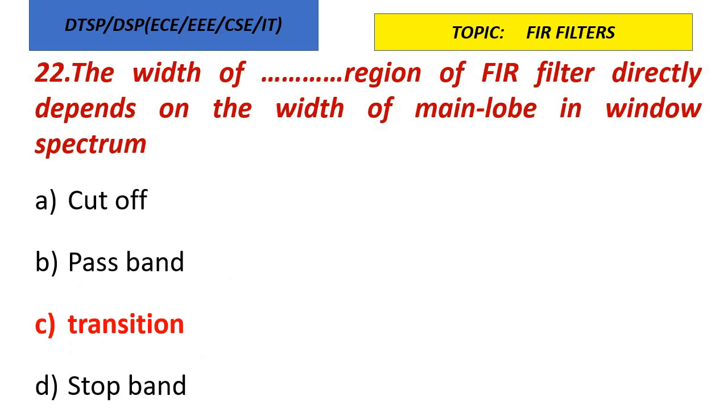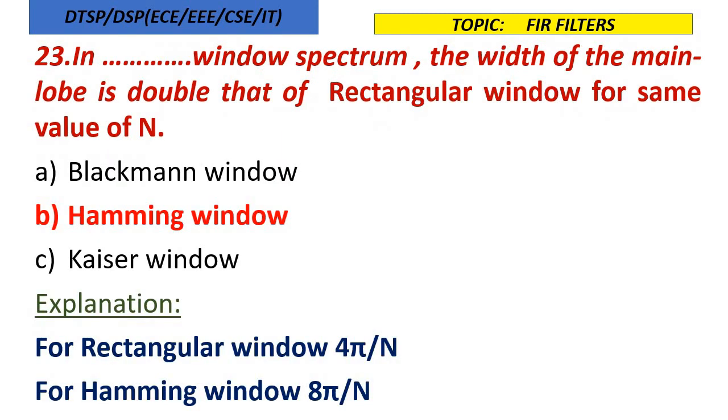Next question, the width of dash region of FIR filter directly depends on the width of the main lobe in window spectrum. So the answer for this is transition region. The transition region is the region changing from pass band to stop band. That width directly depends upon the width of the main lobe in the window spectrum.